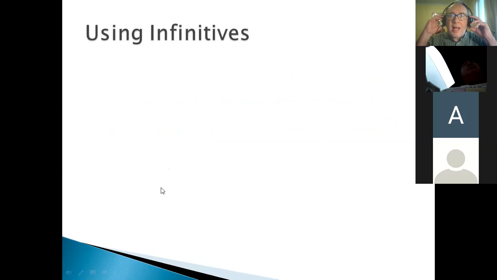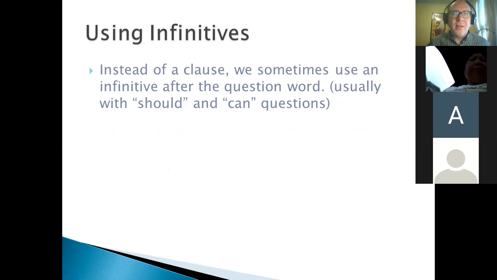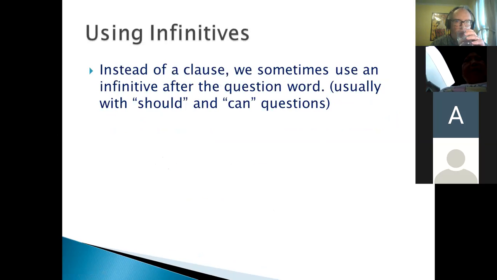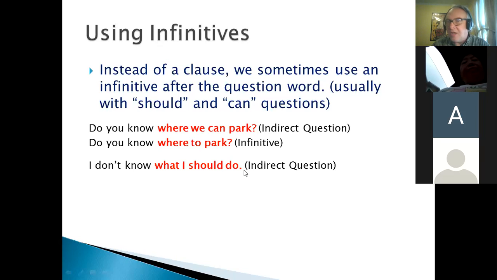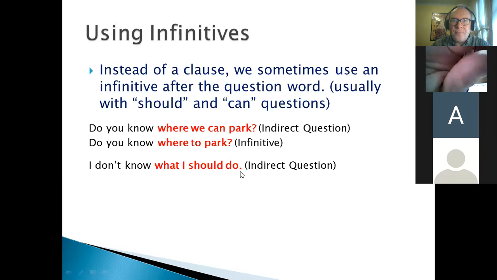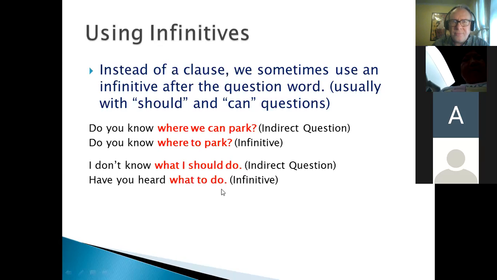Infinitives. Sometimes we don't even use a clause. Sometimes we can just use an infinitive after the connector. Instead of a clause, we sometimes use an infinitive after the question word, usually with should and can. Example, do you know where we can park? This is our indirect embedded question, right? That's what we were looking at earlier today. But you can also say, do you know where to park? Just infinitive after the question word, no problem. I don't know what I should do. Indirect question. Infinitive. Have you heard what to do? Right, that's going to be an infinitive.